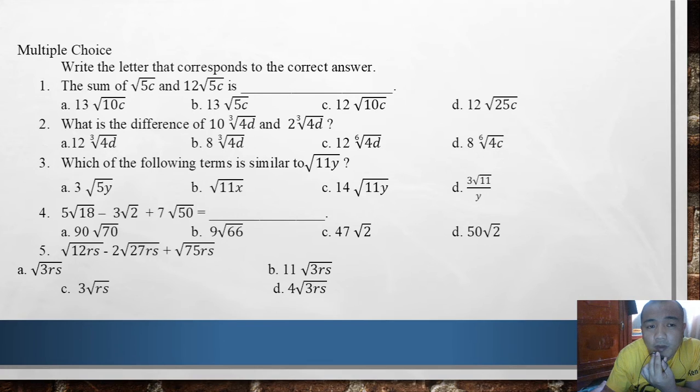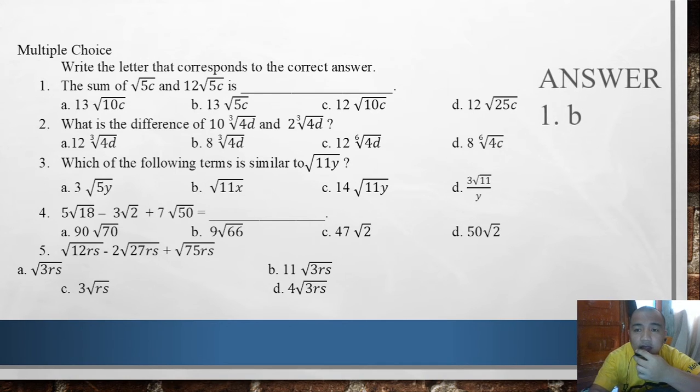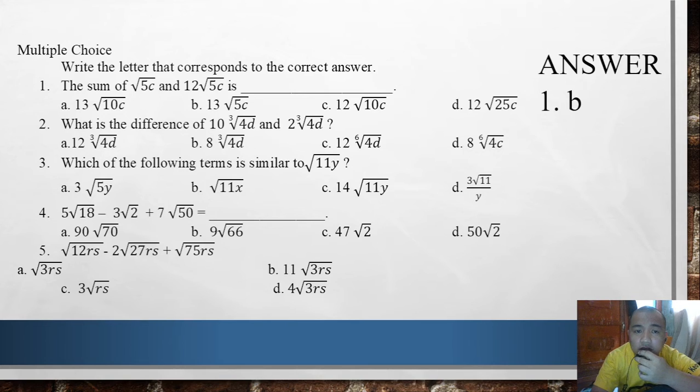The sum of square root of 5C and 12 square root of 5C is... What's your answer? For number 1, the answer is B, 13 square root of 5C. Yes, you add 12 and 1, so 13 square root of 5C.